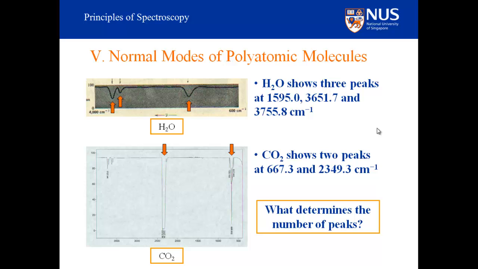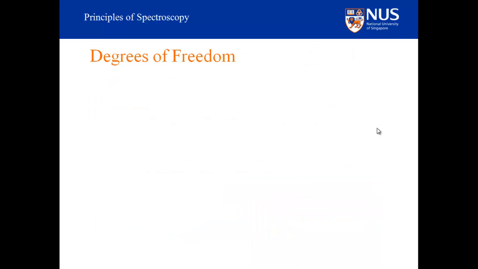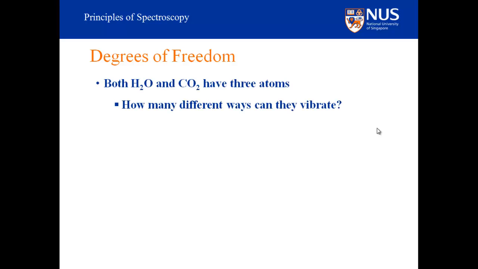So despite these two molecules having the same number of atoms and the same number of bonds, they exhibit different numbers of peaks. We will see that what determines the number of peaks is not just the number of possible vibrations in the molecule, but also whether the vibrations are degenerate and whether the vibrations are intrinsically infrared active. Let's first discuss what determines how many vibrations a molecule can have. Both water and carbon dioxide have three atoms, but do they have the same number of vibrations? How many different ways can they vibrate?